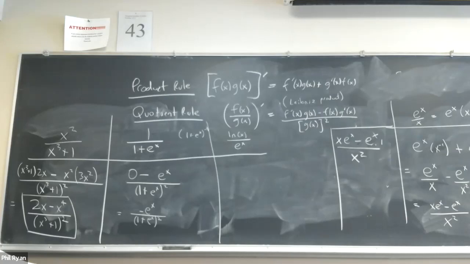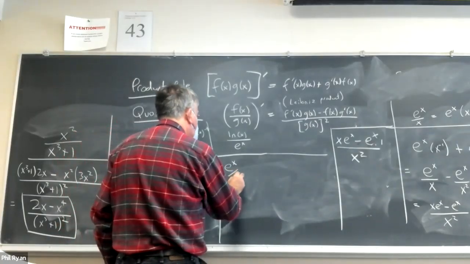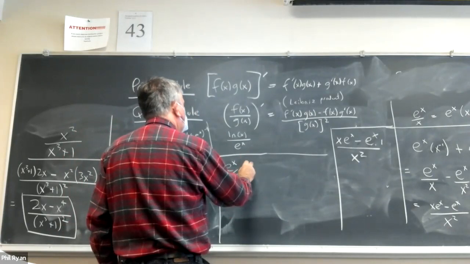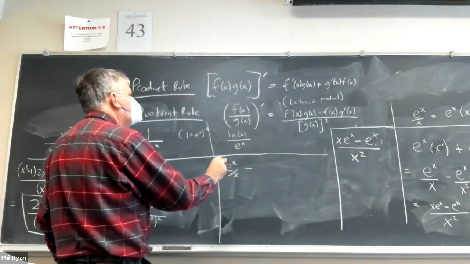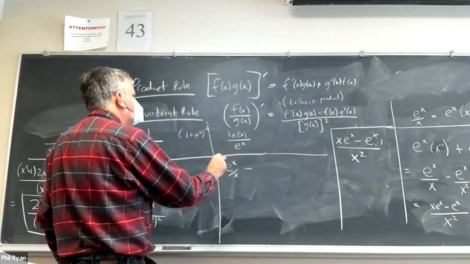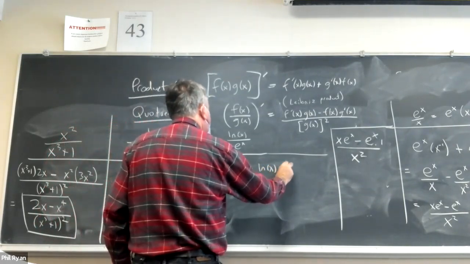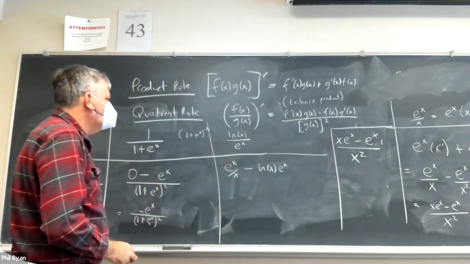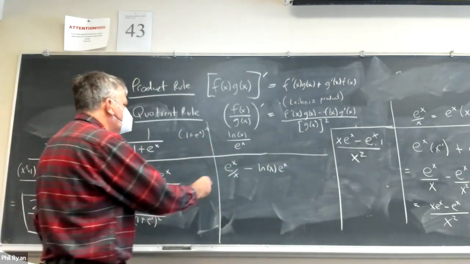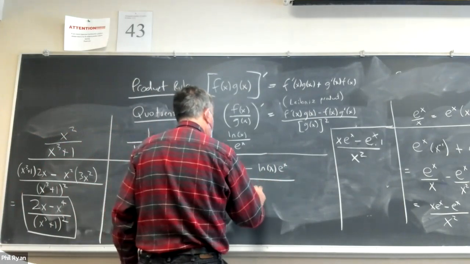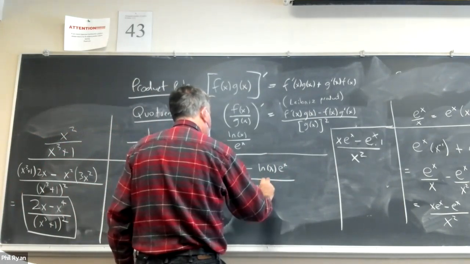Okay, let's try this. Low d high. What's the derivative of log x? 1 over x, minus ln of x times e to the x, right? Because the derivative of e to the x, over e to the x squared.